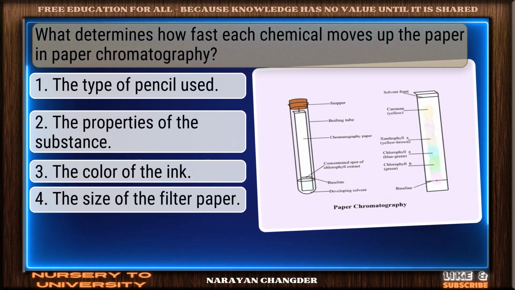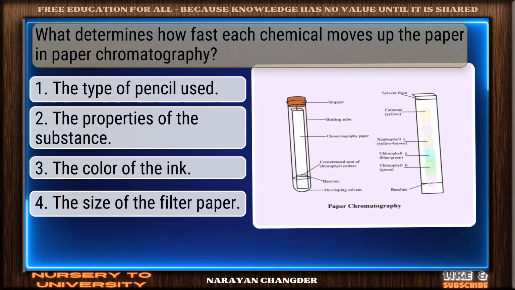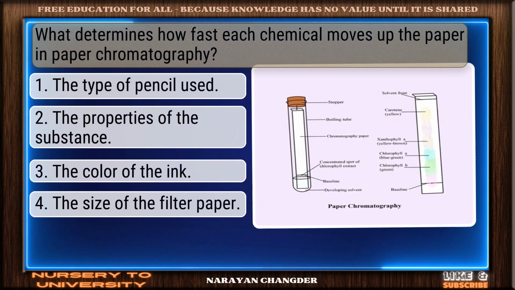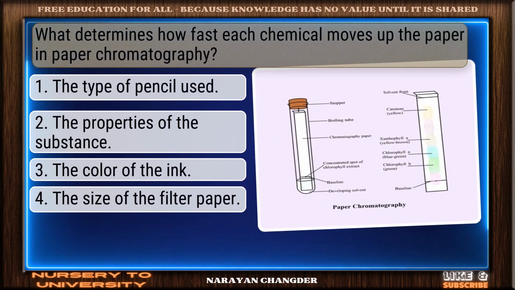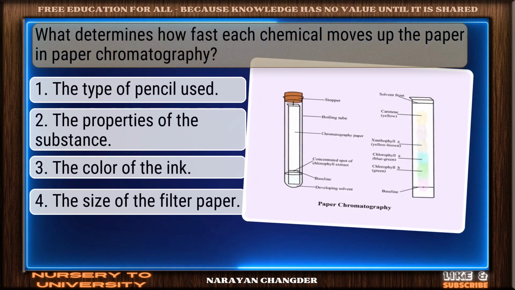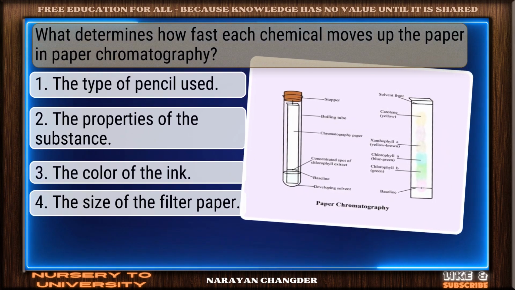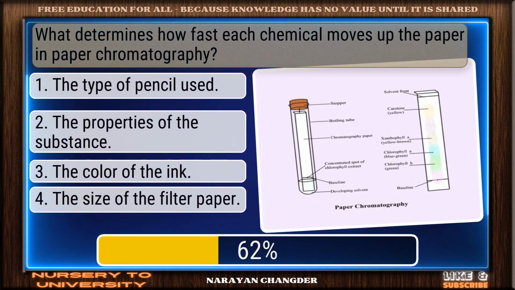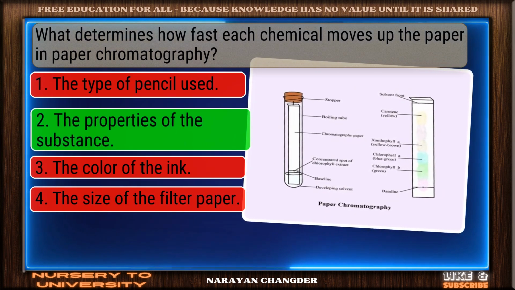What determines how fast each chemical moves up the paper in paper chromatography? Option 1, the type of pencil used. Option 2, the properties of the substance. Option 3, the color of the ink. Option 4, the size of the filter paper. On track, the properties of the substance.